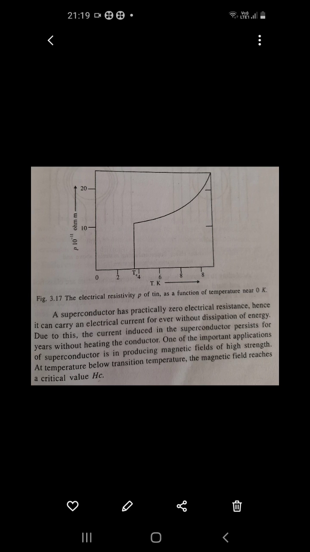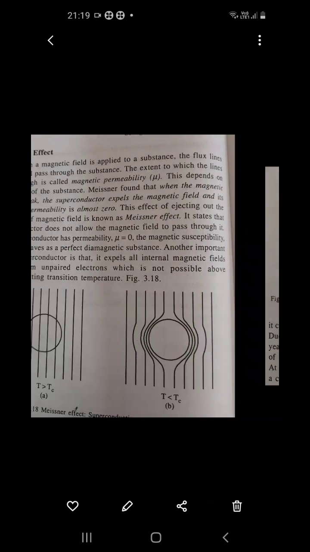A superconductor has practically zero electrical resistance. Since it can carry an electrical current forever without dissipation of energy, the current induced in the superconductor persists for years in that material.